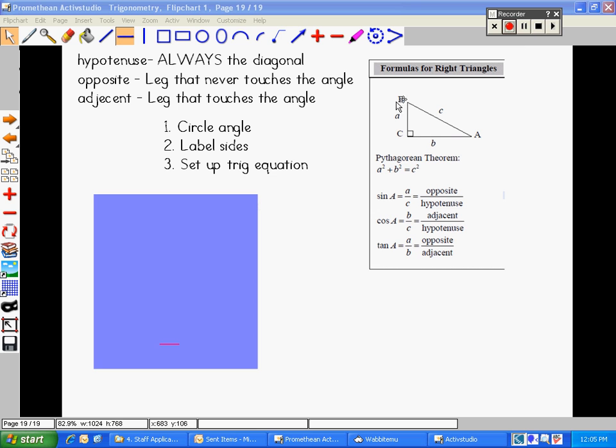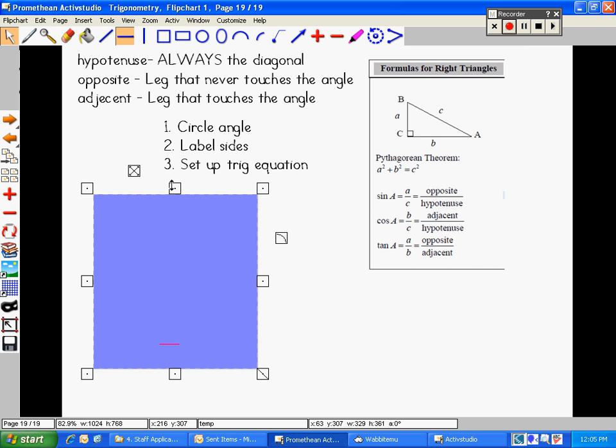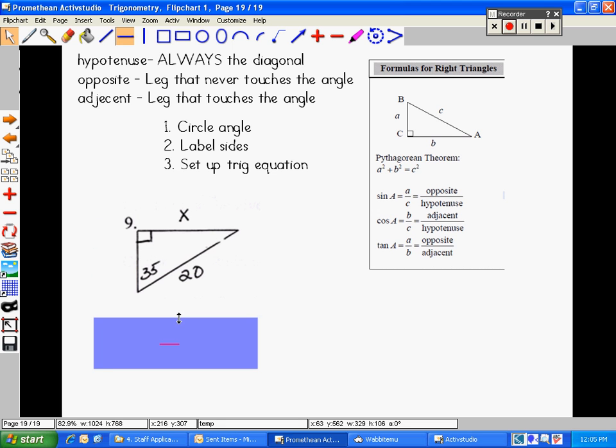So when we go to solve these problems, the first step I always do is circle the angle. So here's the first problem, number 9. The angle in this problem is 35. So I'm going to circle that angle just so I know what angle I'm referring to. So here's our angle. Next step is I label my sides according to that angle. So if I look at x, it is one of the perpendicular sides. It's across from the angle.